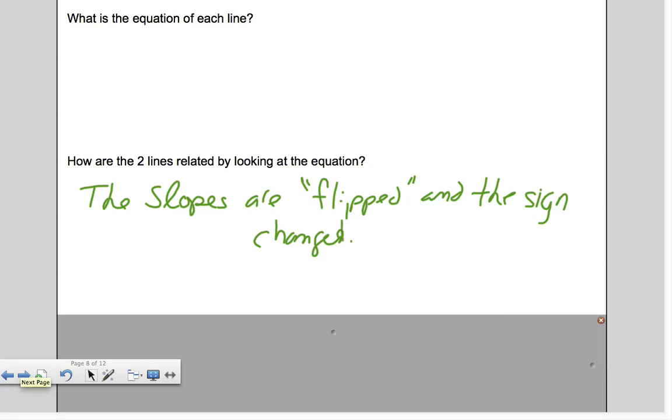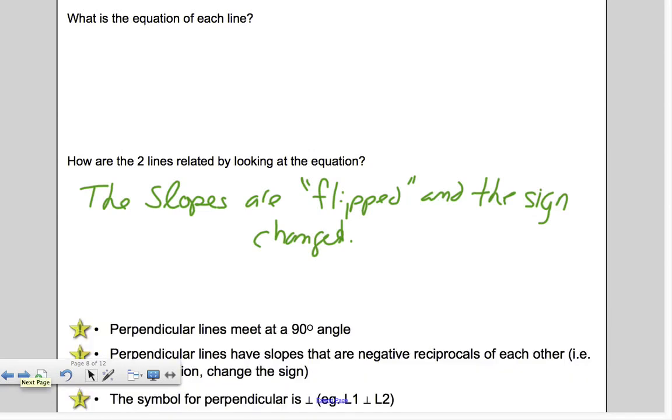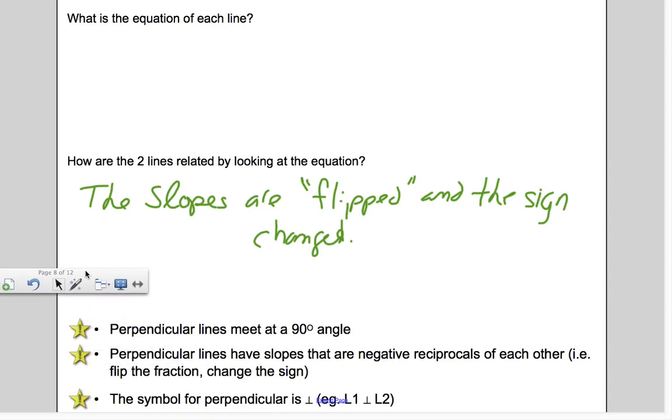Okay, so when lines cross at perpendicular, 90-degree angles, that is very important in mathematics. So that's why we're stressing this. So take down these notes. Under the summary, there should be a summary section. Negative reciprocal. Perpendicular lines meet at a 90-degree angle. So that's what perpendicular means. They meet at a 90-degree angle.